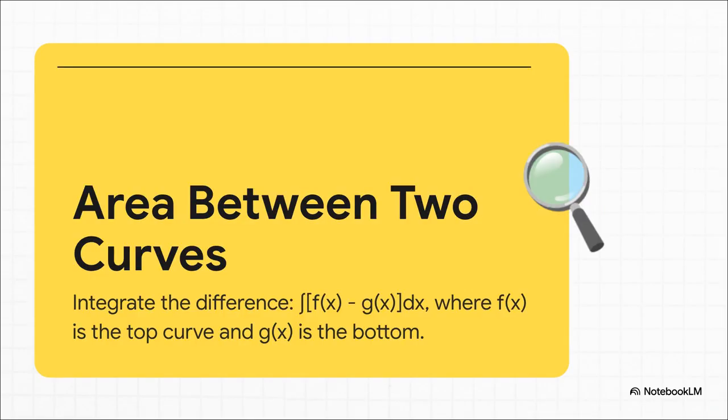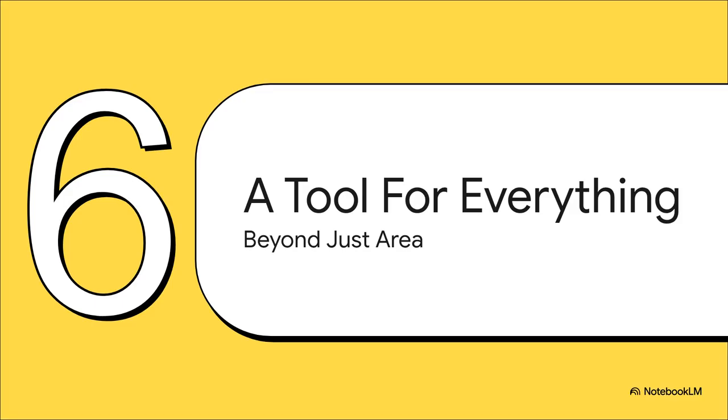And here's the formula for it. To find that area that's trapped between them, you just integrate the difference between the two functions. You literally take the top curve's function, subtract the bottom curve's function, and integrate that new result from your starting point A to your endpoint B. It's that simple.